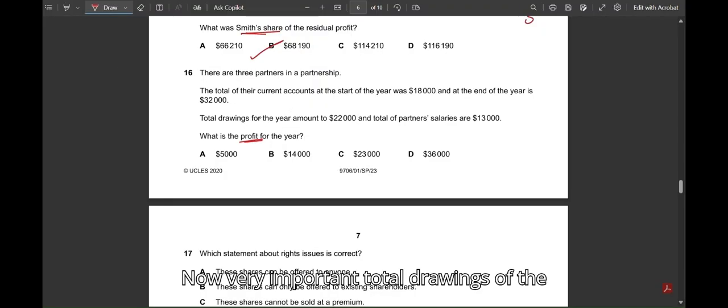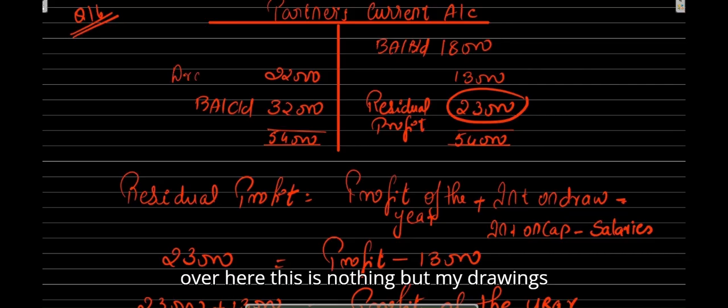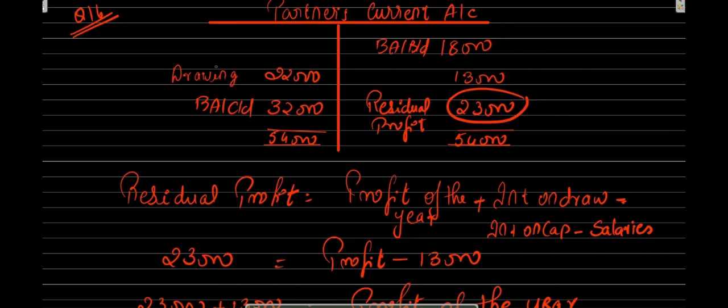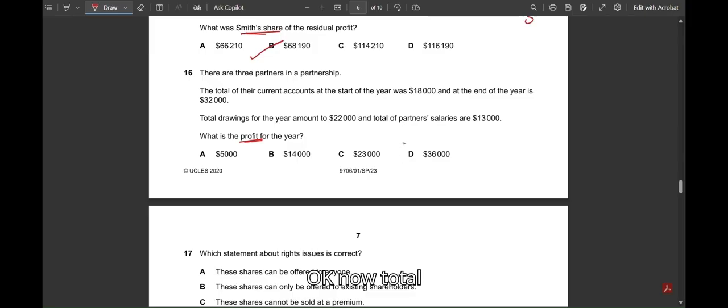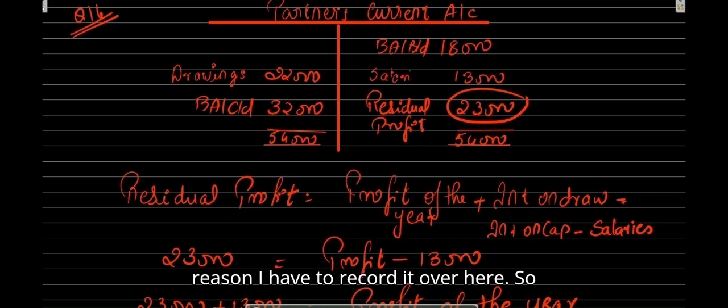Now, very important. Total drawings of the year. Drawing always decreases the current account balances, the partner's balances, because it has a credit balance. So if I need to decrease it, I will have to record this 22,000 over here. This 22,000 is nothing but the drawings which all the partners have done. Now, total of partners' salary 13,000. Salary always increases the current account balances, so that's the reason I have to record it over here.